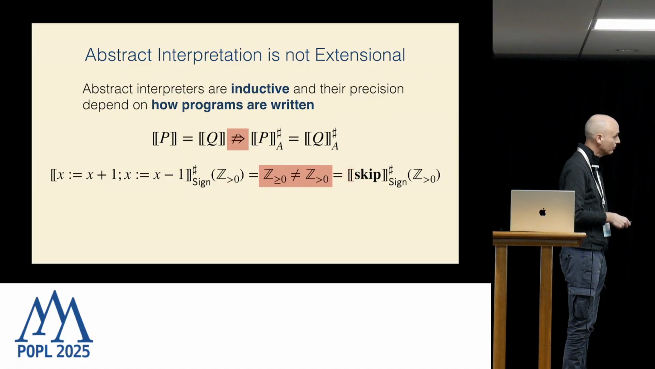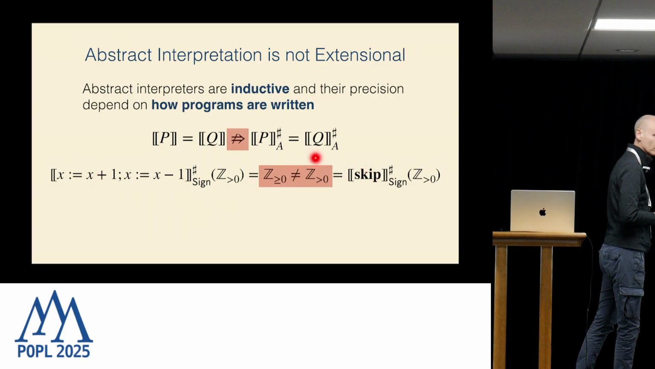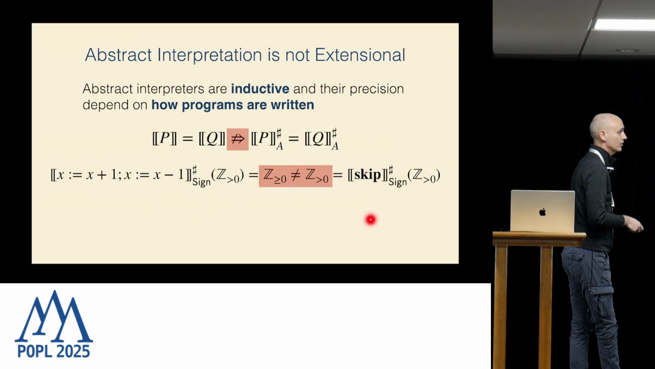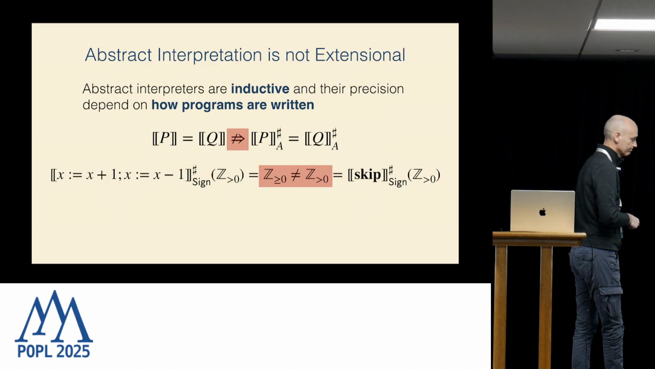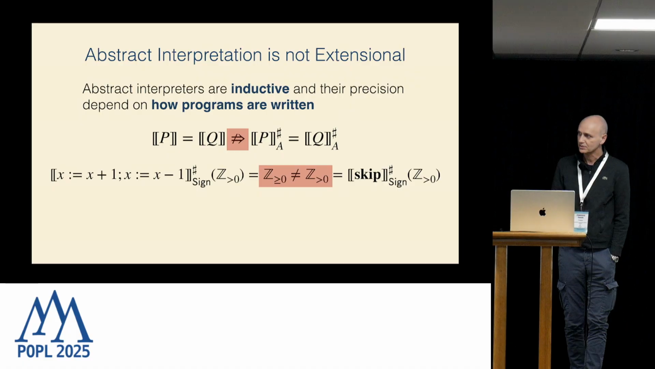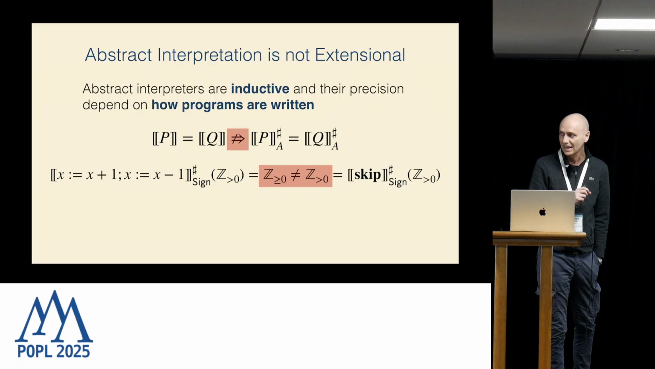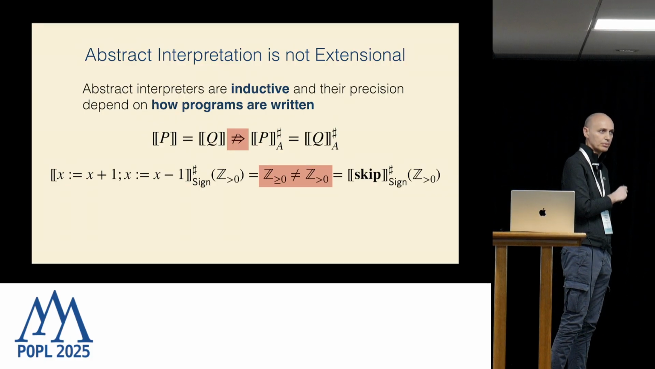And so if you have a kind of magic wand for transforming this program into this equivalent program, here you get the best analysis you can do, but not in this case. Okay? So in a slogan, this means that abstract interpretation is an extensional technique for doing analysis. It depends on how the program is written.